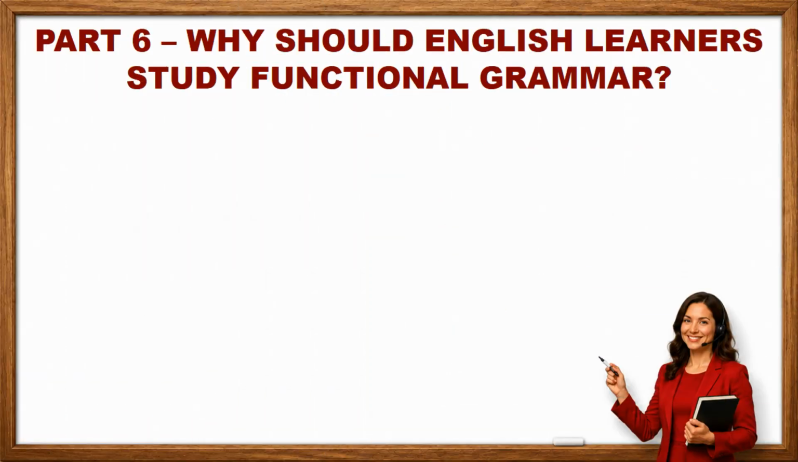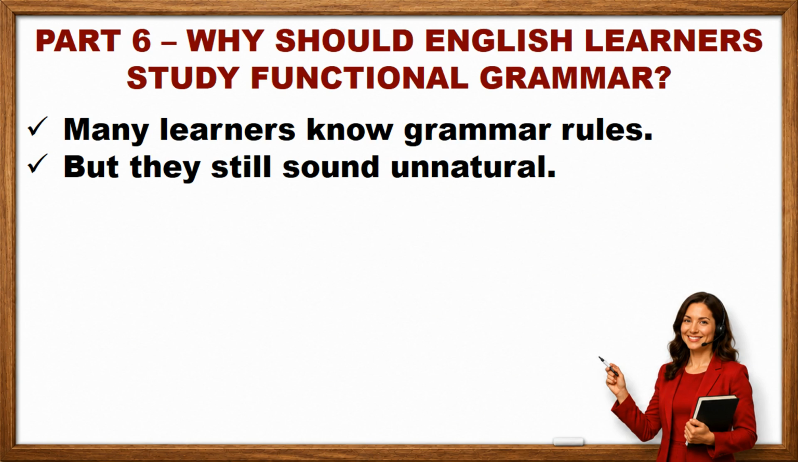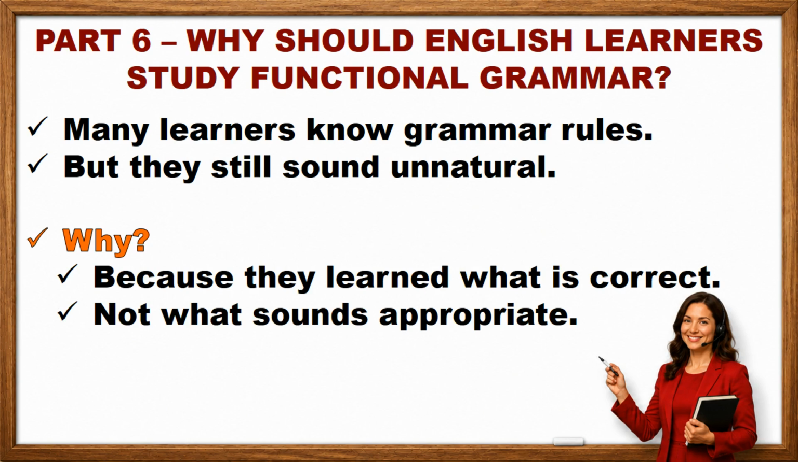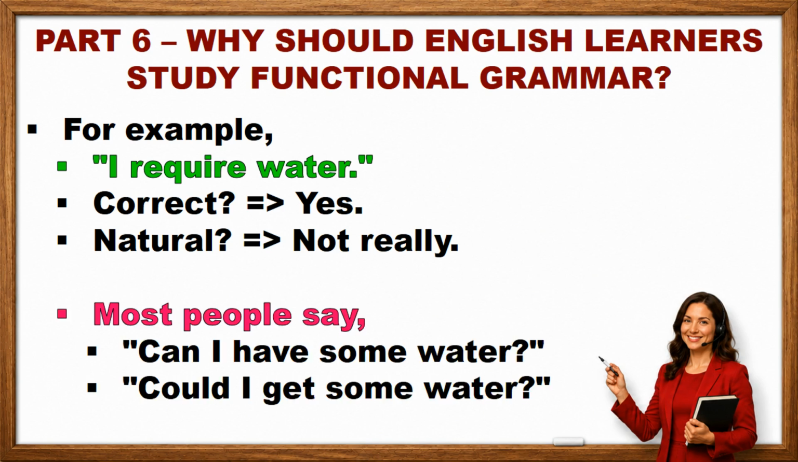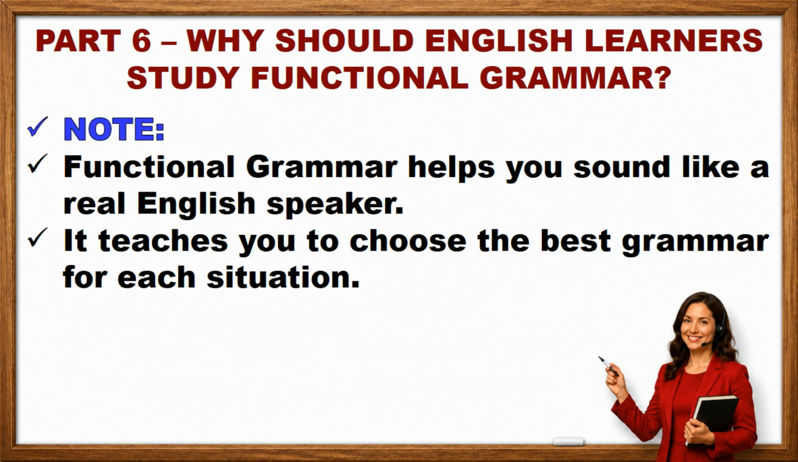Part 6. Why should English learners study functional grammar? Many learners know grammar rules. But they still sound unnatural. Why? Because they learned what is correct. Not what sounds appropriate. For example, "I require water." Correct? Yes. Natural? Not really. Most people say, "Can I have some water?" Or, "Could I get some water?" Functional grammar helps you sound like a real English speaker. It teaches you to choose the best grammar for each situation.